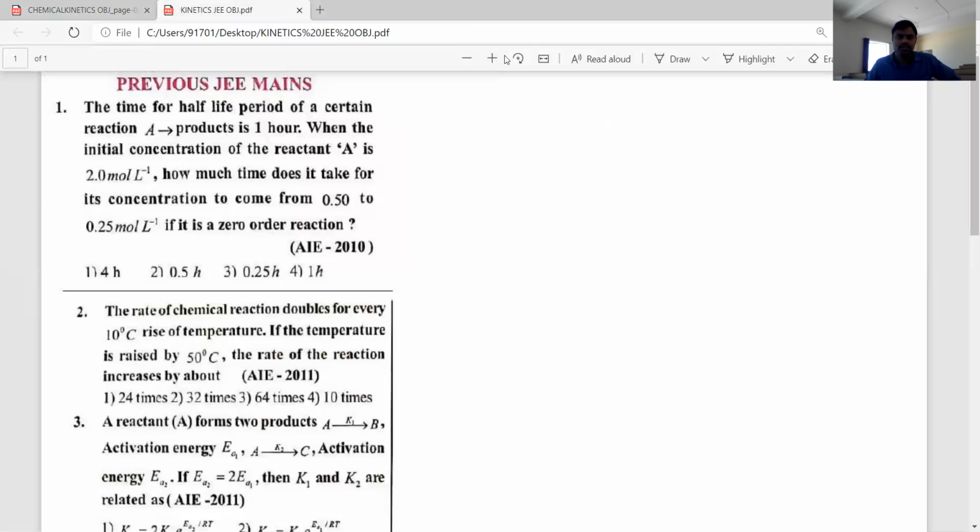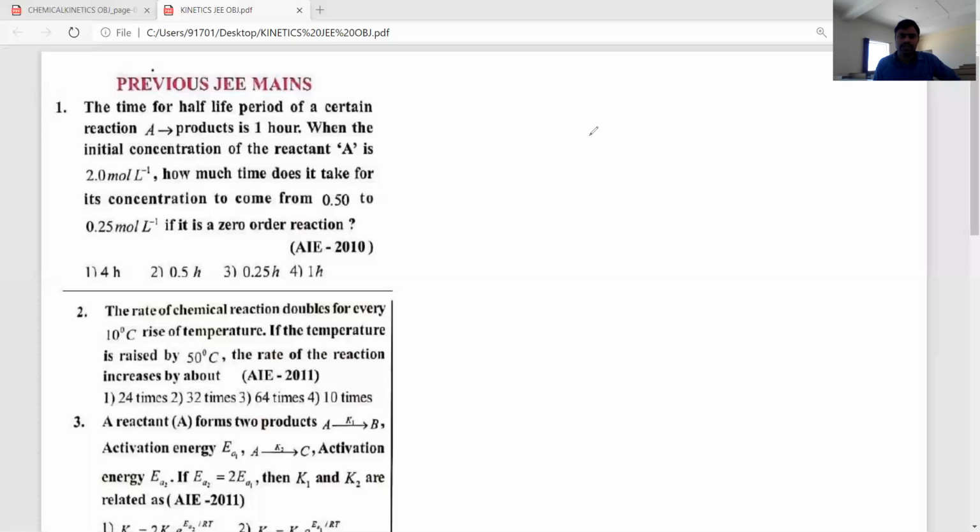Let's go for next questions. Some previous JEE mains questions. Let's see the first one. The time for half-life period of certain reaction, A is converted into P. Its T half is equal to 1 hour when the initial concentration of A is 2.0 mole per liter. When its initial concentration A0 is equal to 2 molar, and T half is equal to 1 hour.